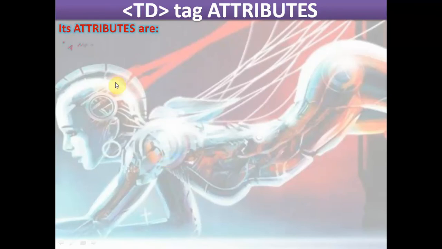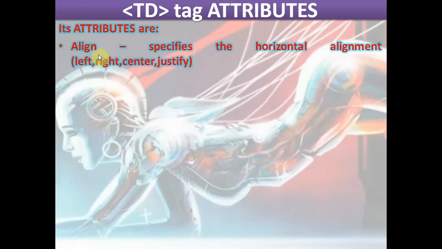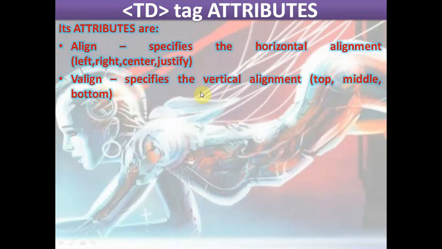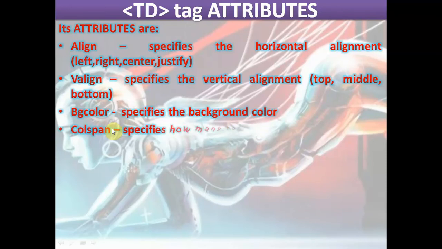The first attribute is align. Align is similar to what you read in TR also. It means horizontal alignment: left, right, center, and justify. Next one is valign, vertical alignment, and it supports 3 values: top, middle, and bottom. Next one is bgcolor. It specifies the background color of the cell.